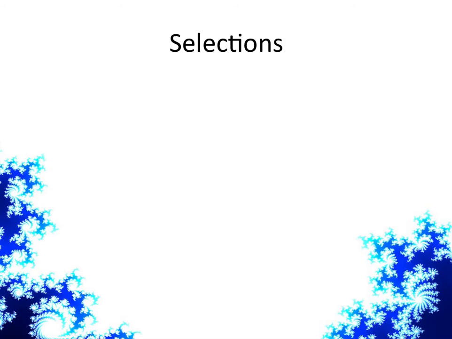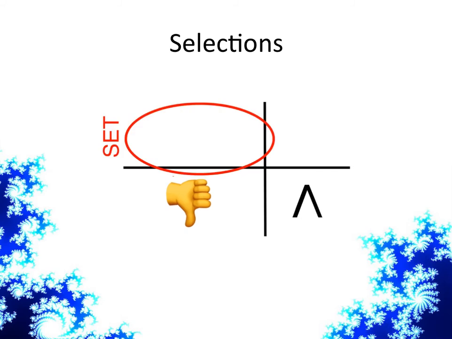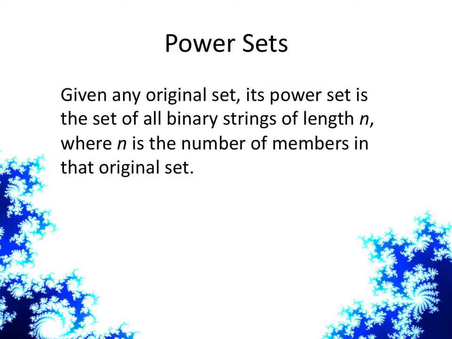Selections. We've got nothing. Emptiness. Well, all we can do with emptiness is reject it. You can't select nothing because there isn't anything there to select. So the rejection of emptiness gives us a null string, a string of length 0. A set with 0 members gives us a string of length 0 in its power set. Given any original set, its power set is the set of all binary strings of length n, where n is the number of members in that original set.